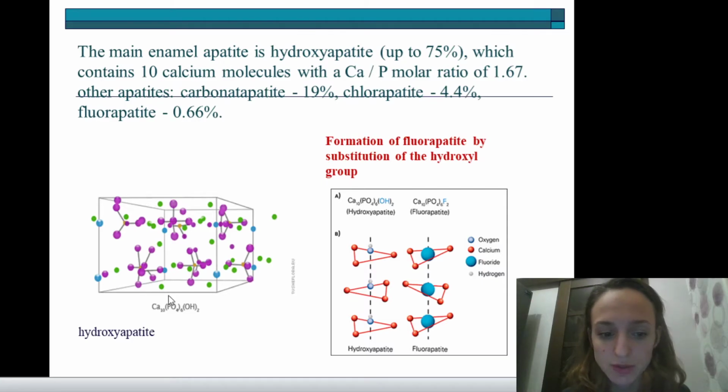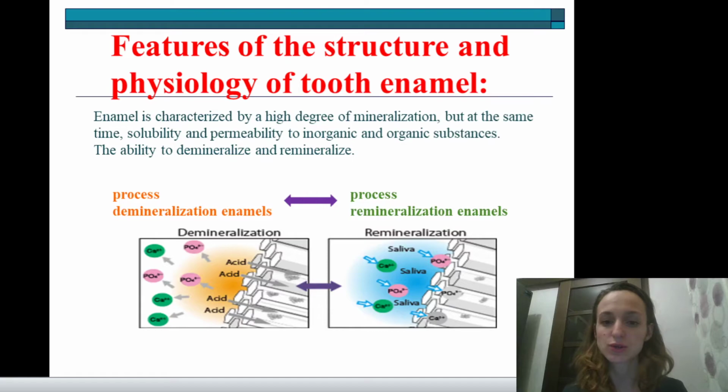Please look at the first picture and the second picture. Features of the structure and physiology of tooth enamel. Enamel is characterized by a high degree of mineralization, but at the same time solubility and permeability to inorganic and organic substances, and the ability for demineralization and remineralization processes. So you can see a process of demineralization and remineralization of enamel. So it is acid.